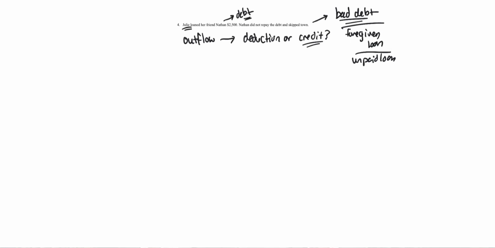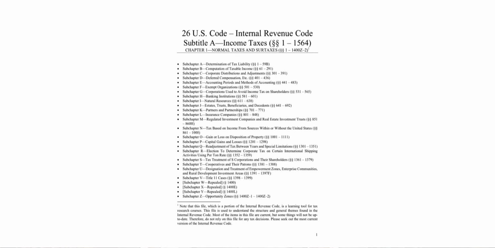A forgiven loan is not always considered the same thing as bad debt, but you might get that from it. So, bad debt. We talk about bad debt expense, allowance for doubtful accounts, those types of things. If we see any wording in here for forgiven loans, unpaid loans, or bad debts, keep that in mind. And remember, we're focusing on outflows, not inflows, because we're looking at Julie. So let's take a look.